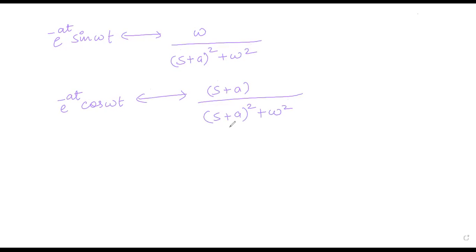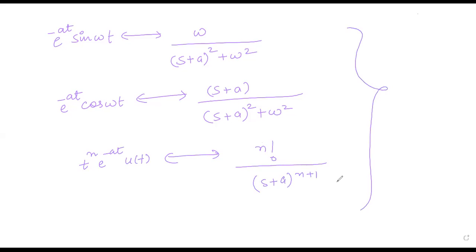Let me see what we have. Is there anything else or not? I've already told you one more: if we have t^n e^(-at) u(t), what was that? Do you remember? t^m or t^n? You can take anything, m is just a constant number. So it is n factorial over (s plus a) to the power n plus 1.